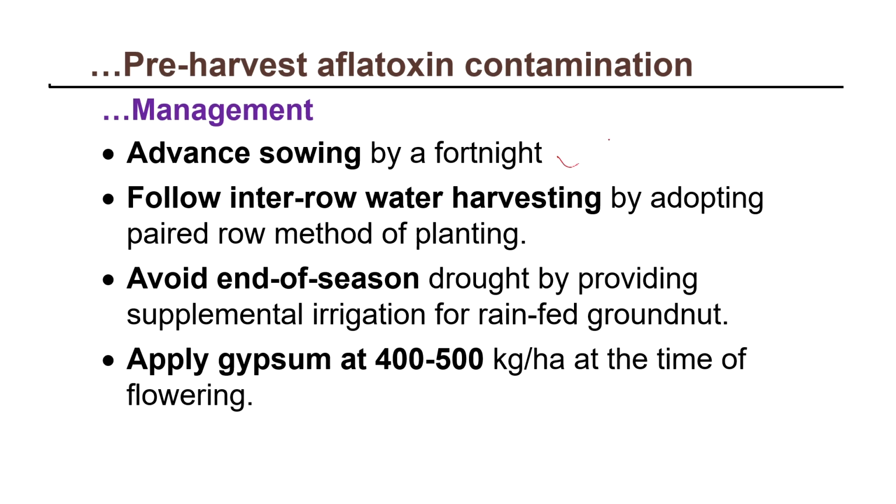Advance sowing by a fortnight, by 15 days. Follow inter-row water harvesting by adopting the paired row method of planting. Avoid end of season drought by providing supplemental irrigation for rain-fed groundnut, and apply gypsum at the rate of 400 to 500 kg per hectare, because gypsum contains sulfur and that can suppress fungus.